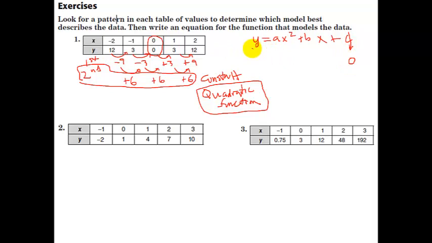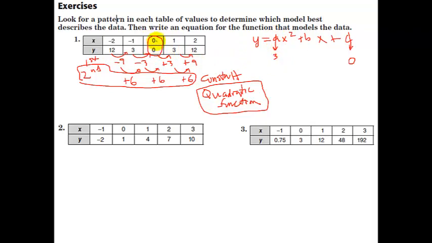Okay? Now let's think about the stretch factor. This is also the vertex. You can tell it's symmetrical on the left and the right, so this has to be the vertex (0, 0). Normally you would go over 1, up 1, but we went over 1, up 3. So that means our a value has to be 3.